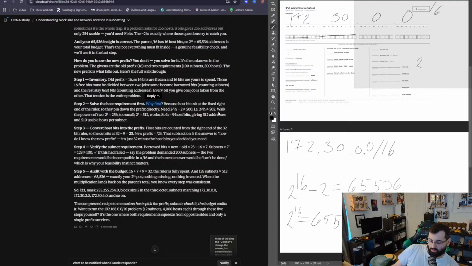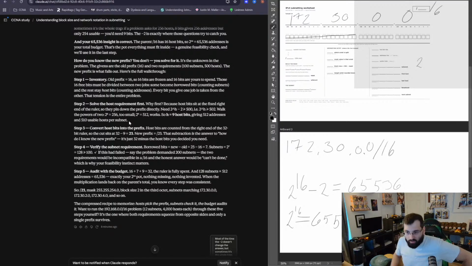Because it is just factoring in the broadcast and the network. Walk the powers of 2. 2 to the power of 8 is 256, too small. 2 to the power of 9 is 512, which works. So H equals 9 host bits, giving 512 addresses and 510 usable hosts. Okay, so that's correct.